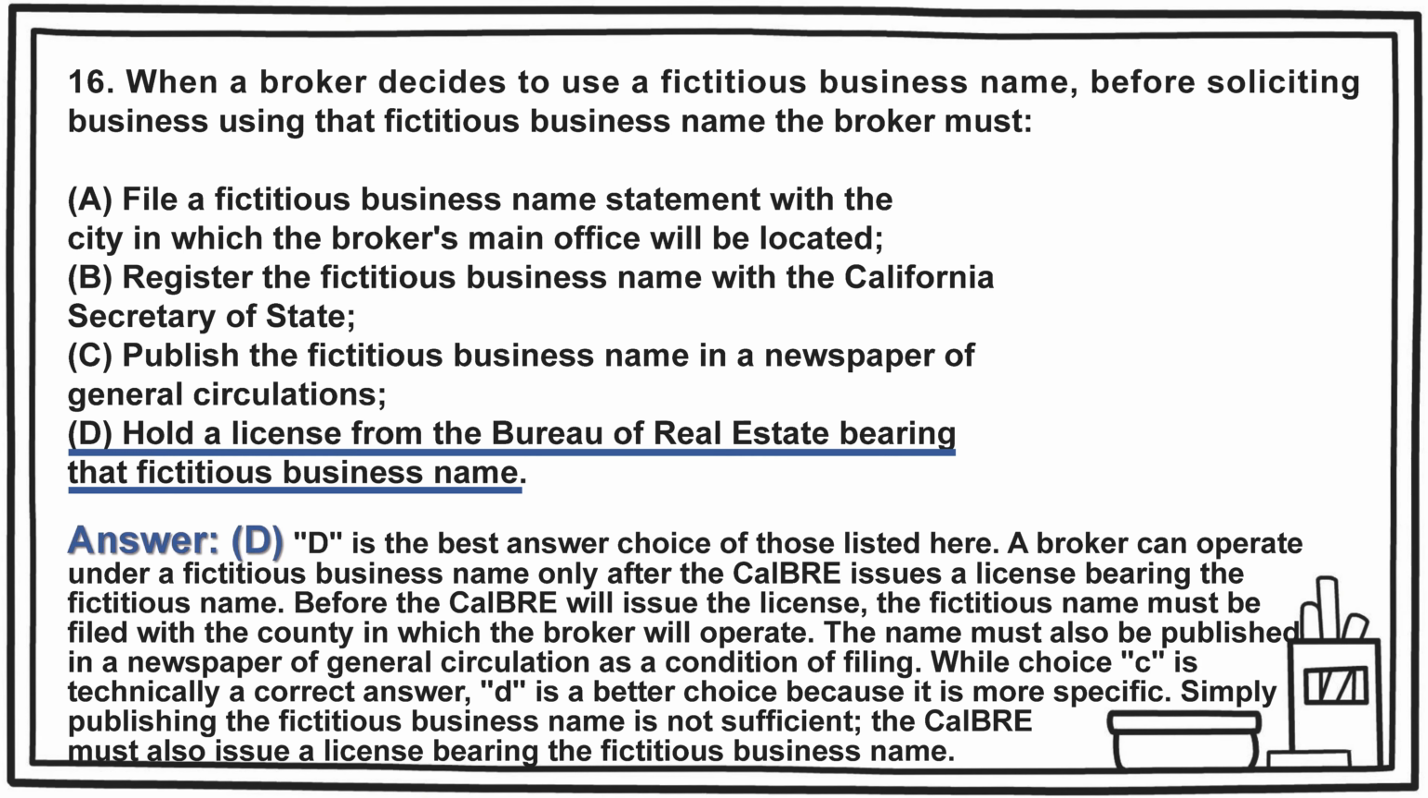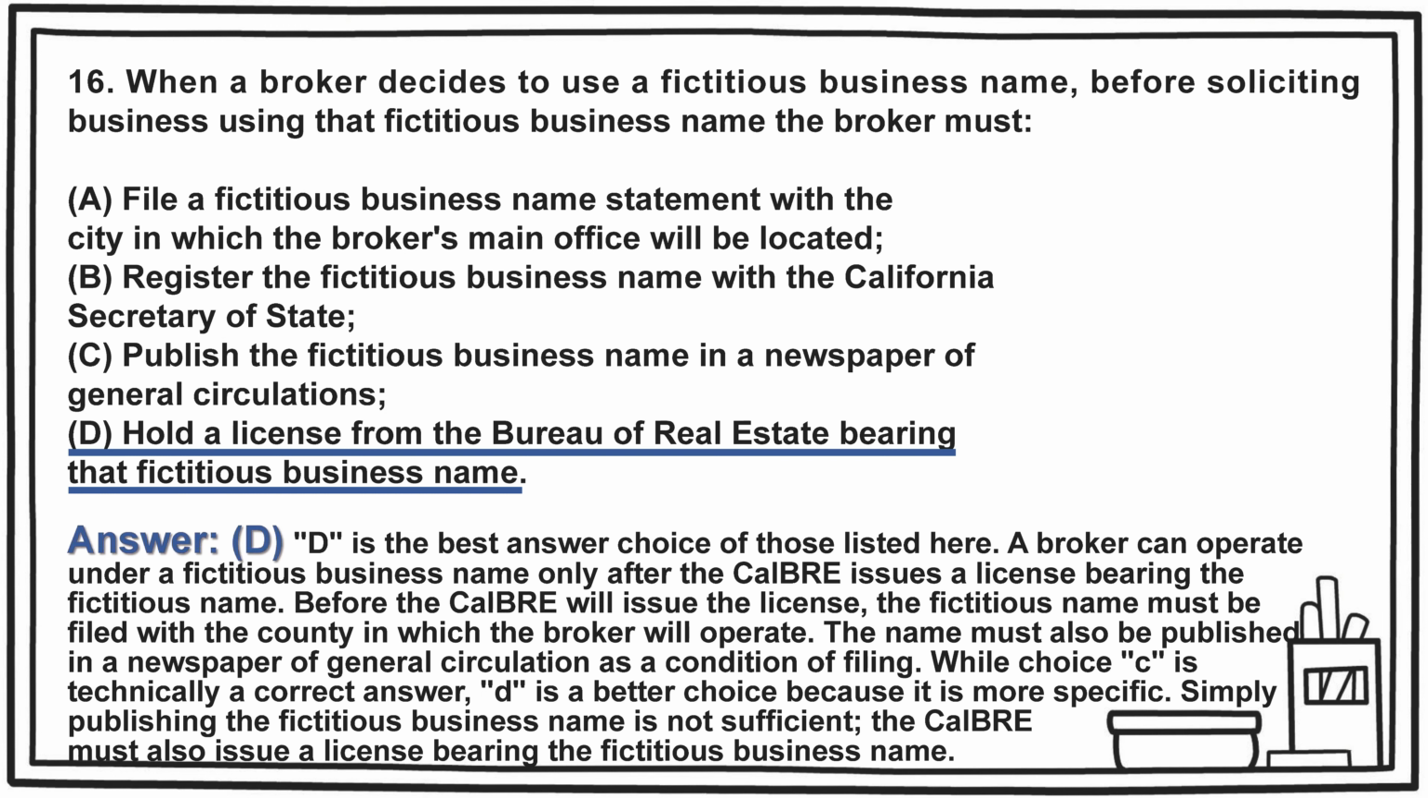Answer: D. D is the best answer choice of those listed here. A broker can operate under a fictitious business name only after the CalBRE issues a license bearing the fictitious name. Before the CalBRE will issue the license, the fictitious name must be filed with the county in which the broker will operate. The name must also be published in a newspaper of general circulation as a condition of filing.